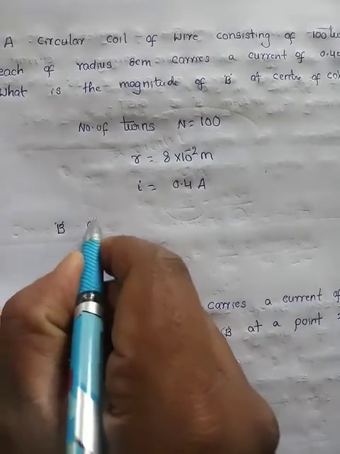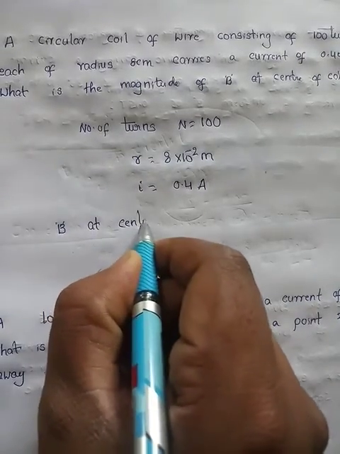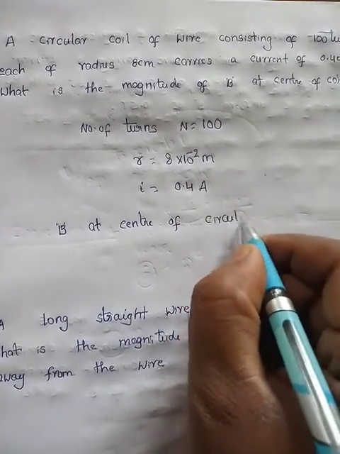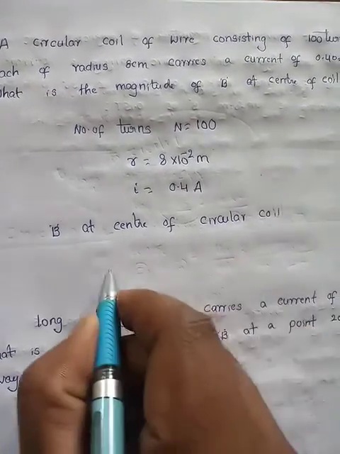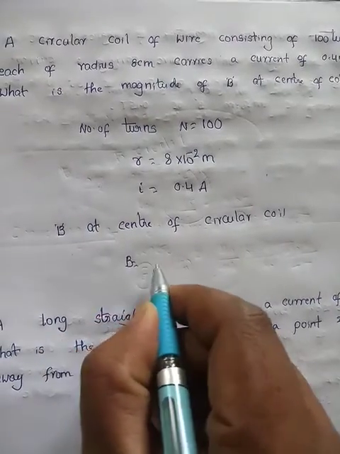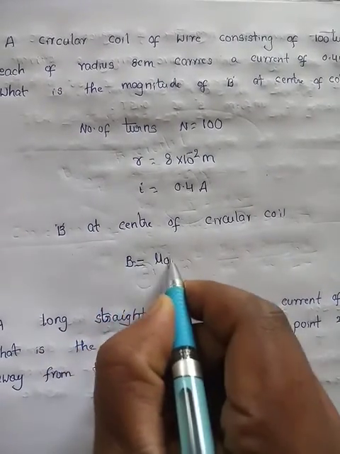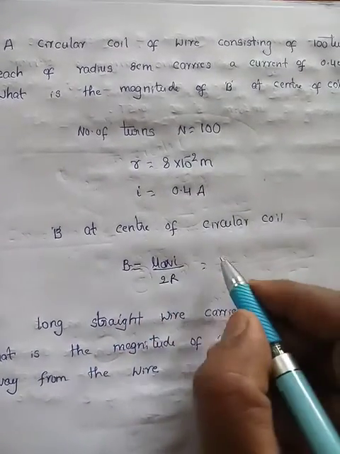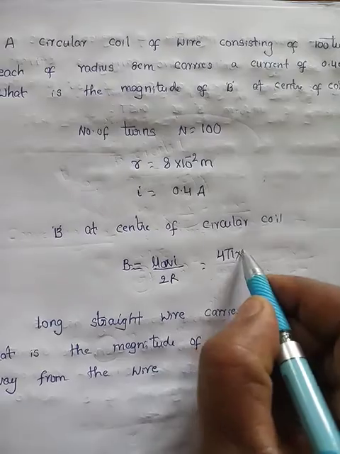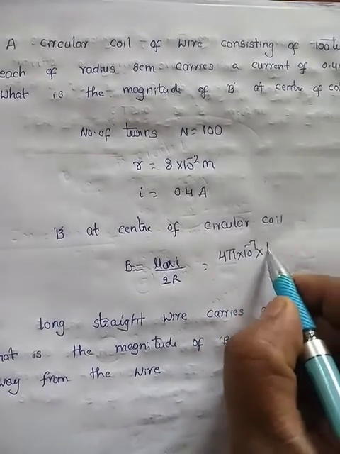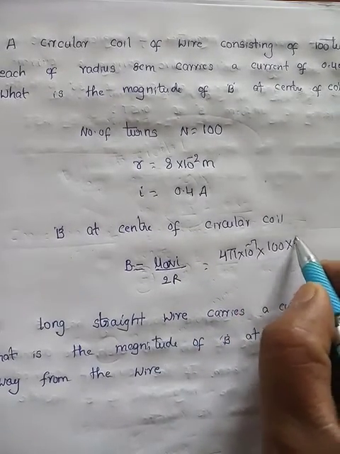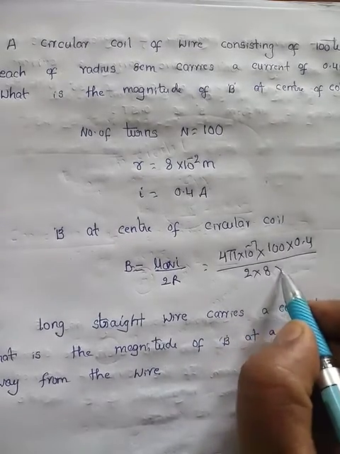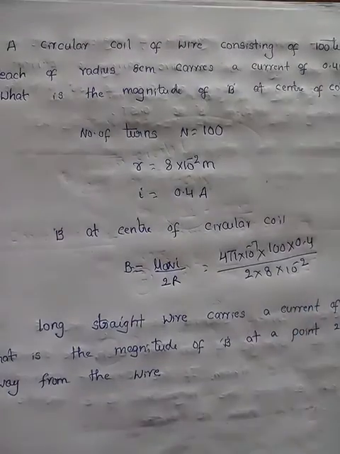What is the formula? B equals mu naught N I by 2R, where mu naught value is 4 pi into 10 raised to minus 7. Number of turns is 100, current is 0.4, divided by 2 into 8 into 10 raised to minus 2.